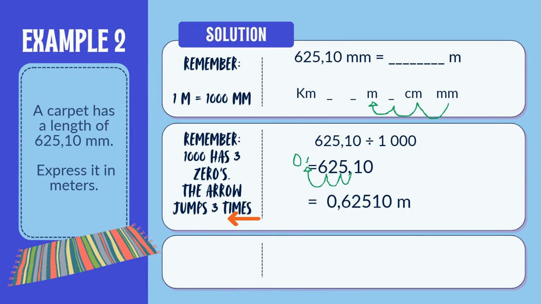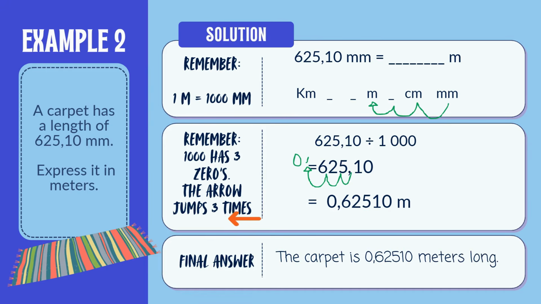0,62510 meter. You write down all the numbers at the back of the 0 when you moved it. You do not write the comma here anymore, because your comma has moved because you were dividing. So your final answer, the carpet is 0,62510 meters long. Let's have a look at another example.